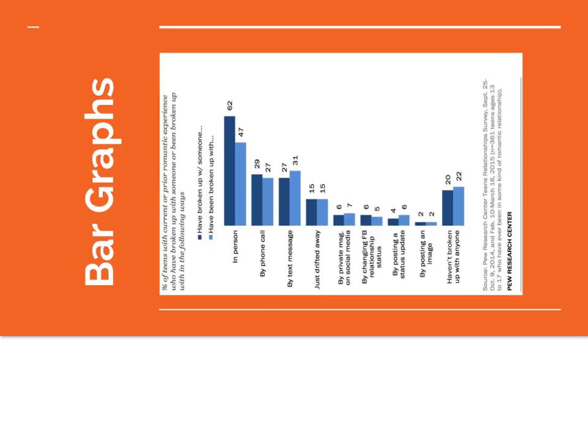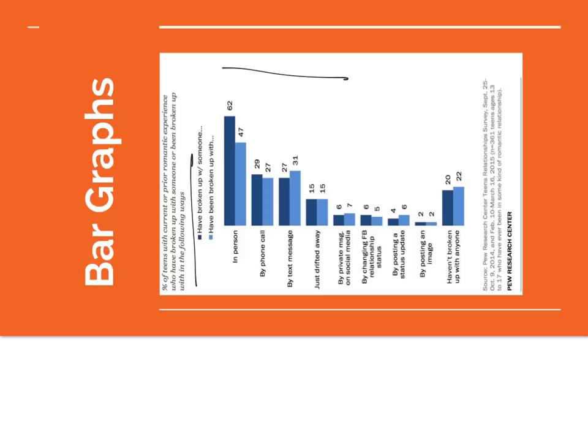The last graph we'll see are bar graphs, very commonly used and very clear, in my opinion, and many other opinions agree with me that these are the clearer ones. This one is positioned in a horizontal way. I keep seeing more of the vertical ones, which is why the title is written in that position. Here it says: percentage of teens with current or prior romantic experience who have broken up with someone or been broken up with in the following ways.